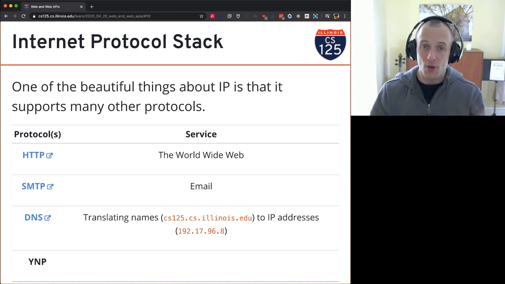All right, and the cool thing about IP is that anybody can build protocols on top of it.